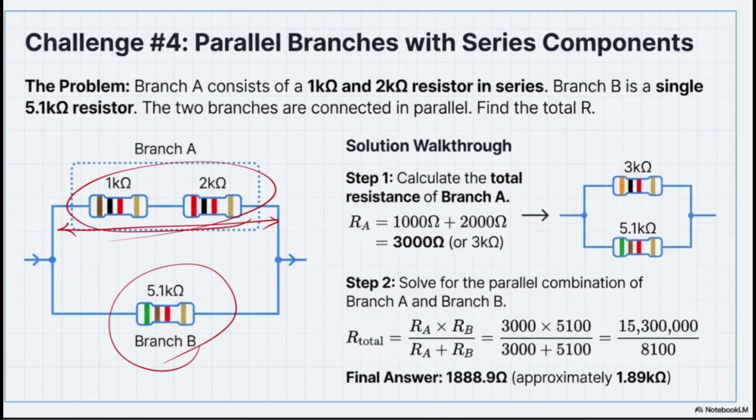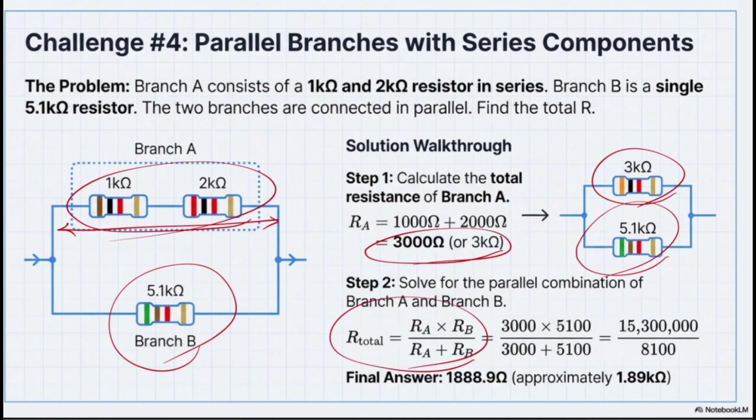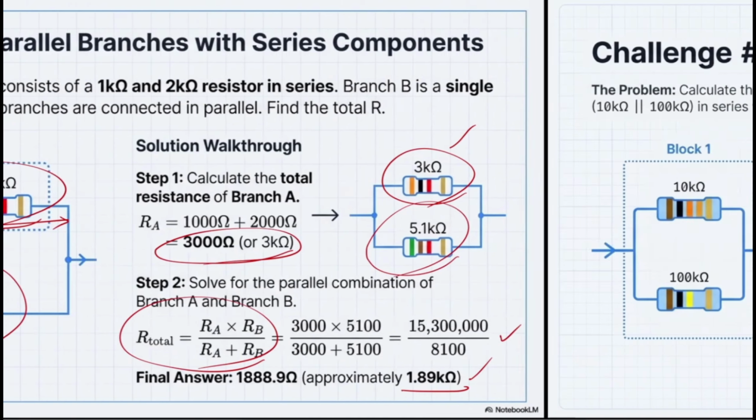Branch A should be the accumulation of 1K and 2K in series. So if you find that value, it would be 3K, right? Actually, this is not 300 kilo ohm. Then I do have my 3K and 5.1K, do this calculation based on this formula, and you have your final answer. R1 times R2 would be 3000 times 5100 divided by 3000 plus 5100 itself. If you do that, you have your final answer. Is it right? Yes, because this value is smaller than the smallest resistance in parallel itself.